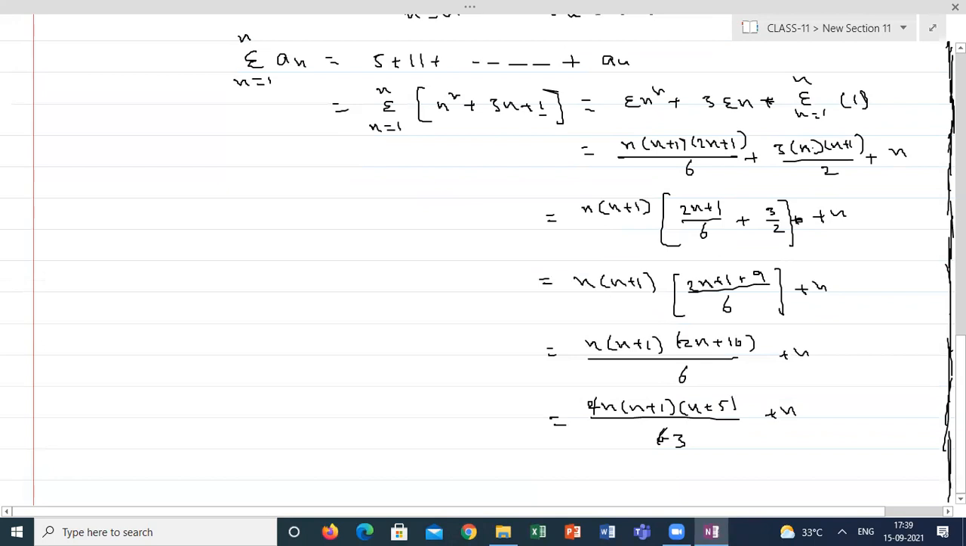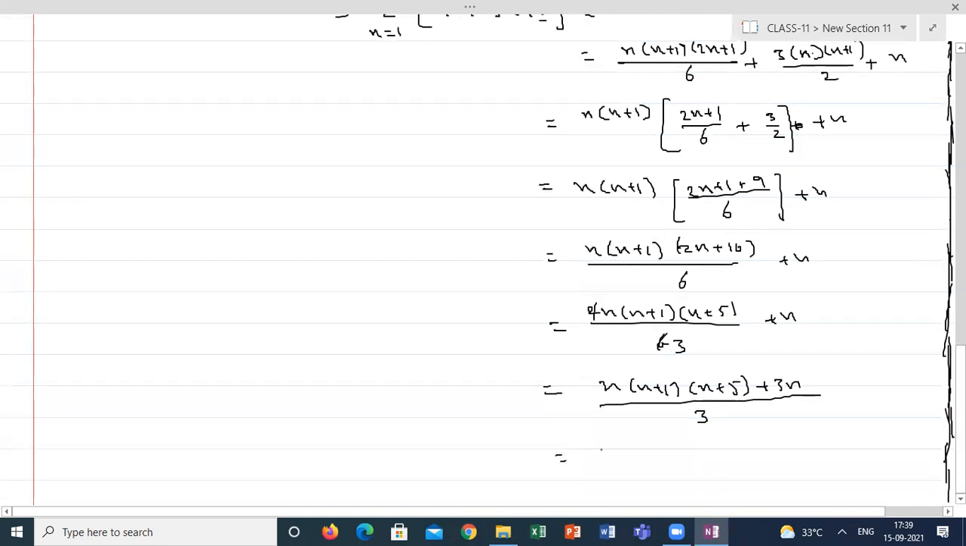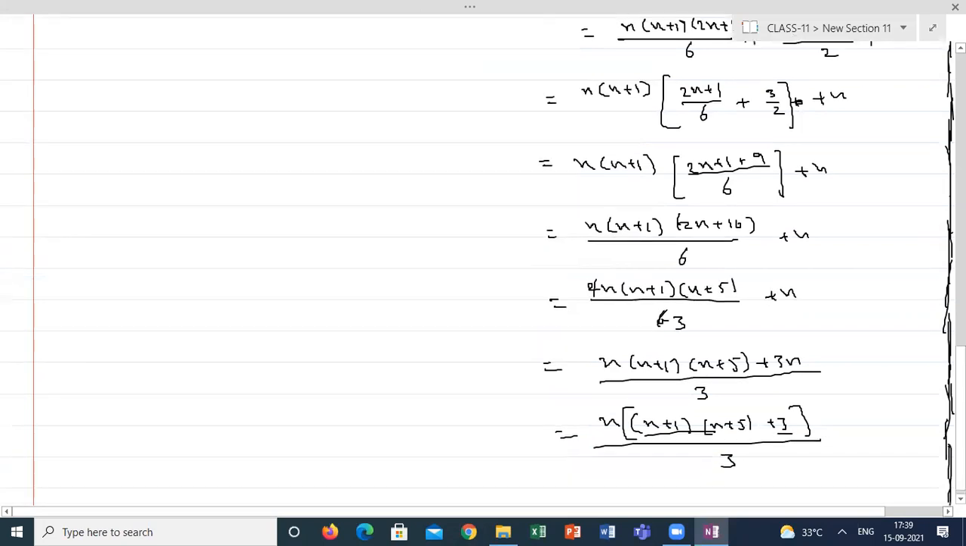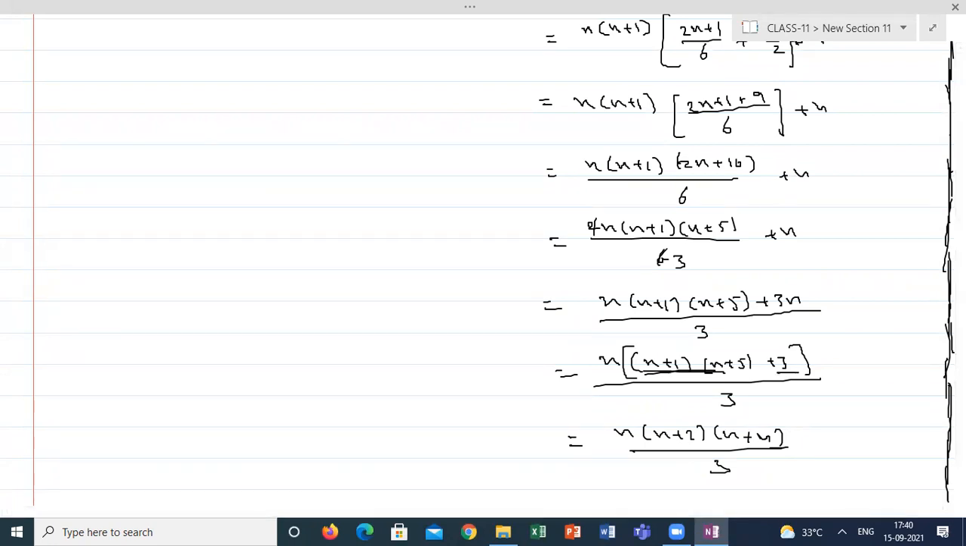Now if I am adding 3n to this, n into n plus 1 into n plus 5 plus 3n divided by 3. So further, if I am taking n common, n plus 1 into n plus 5 plus 3. If I am multiplying and adding 3 and taking the factors again, we might do that part in the beginning itself. You can leave it like this, or n into n plus 2 into n plus 4 by 3. You will get it like this, by multiplying, adding 3 and taking the factors again. So this is how we have to do it. Algebraic calculation is very important. Keep it in mind, guys.